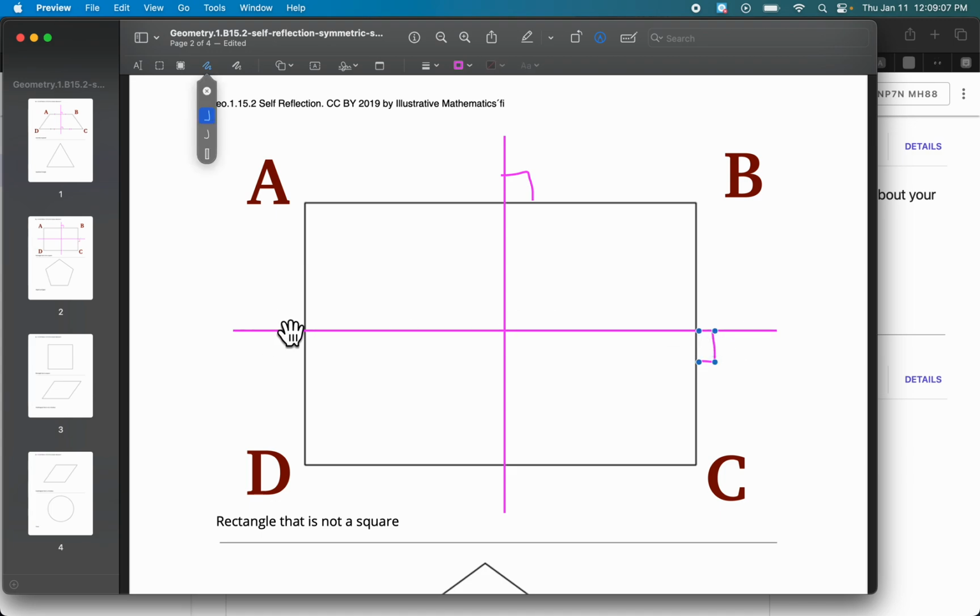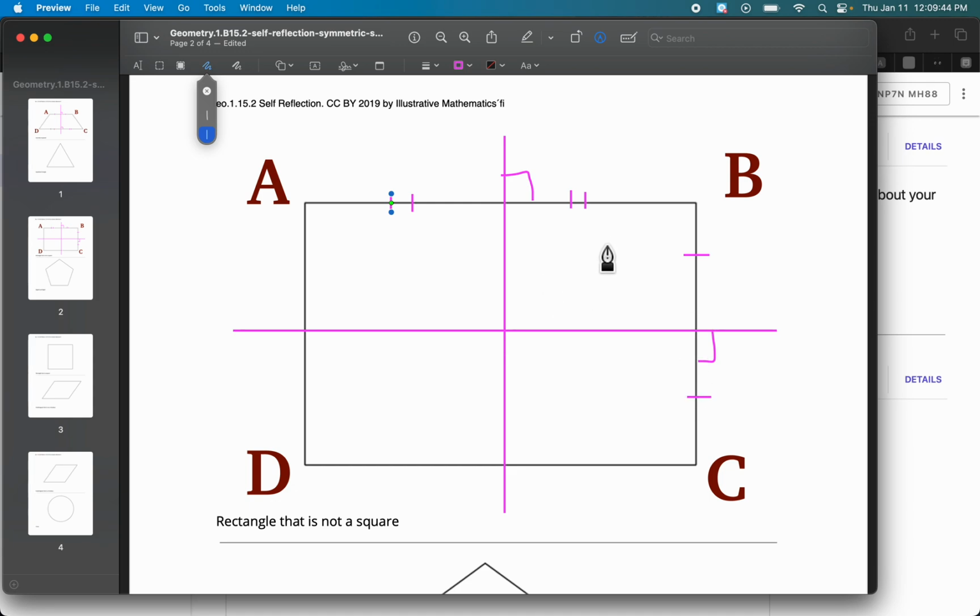That's a right angle, and that's a right angle. And of course this down here and this down here. And again, this distance and this distance have to be the same. And this distance here has to be the same as this distance up there. Same distances, in order for A to land onto B if we're reflecting using this line, and C to land on D. But if we're using this line here as our line of reflection, then A has to land on D and B has to land on C, so these distances have to be the same.